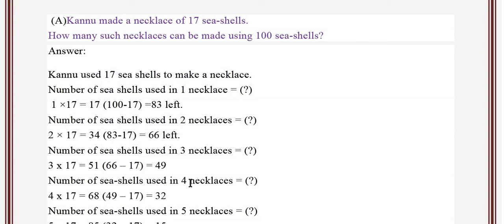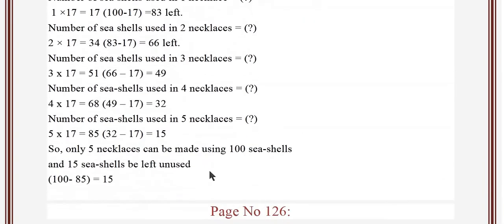Number of seashells used in 4 necklaces: 4 into 17, 17 fours are 68. 49 minus 17 is equal to 32. Number of seashells used in 5 necklaces is equal to 17 fives, which are 85. 32 minus 17 is equal to 15.